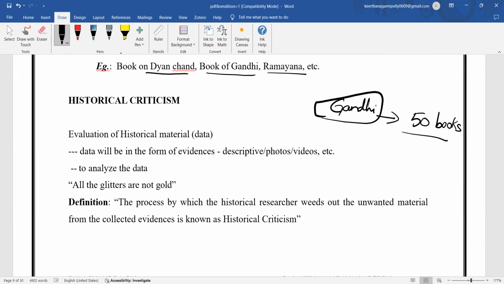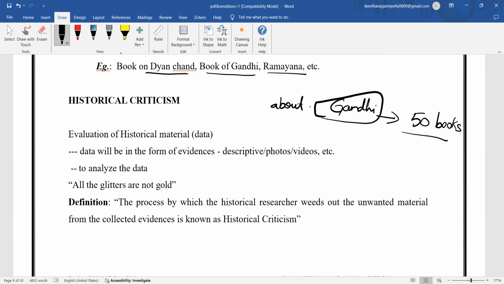Okay, so if you are a researcher studying the ideology of Gandhi, or the regular practices of Gandhi, what do you do? It is a very simple thing: going through 50 books. Now it's a bit difficult task. Even after going through 50 books, you might not be sure that you will get the real information about Gandhi, right?